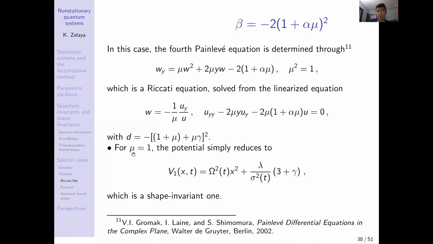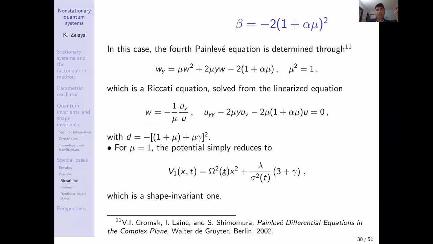If we fix mu equal to one, the resulting potential is something like this. And notice that this resulting potential is nothing but the parametric oscillator plus a function of time. But by definition, we said from the beginning that this is a shape invariant. So this is one of the trivial solutions we get from the Riccati equation. And this is just a shape invariant in the time-dependent context. So we are not interested in these solutions at all.